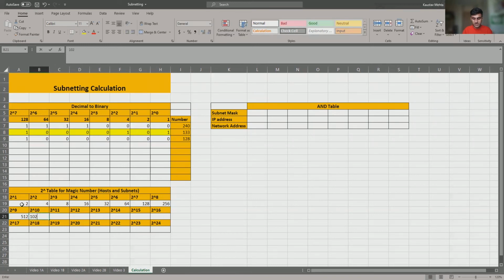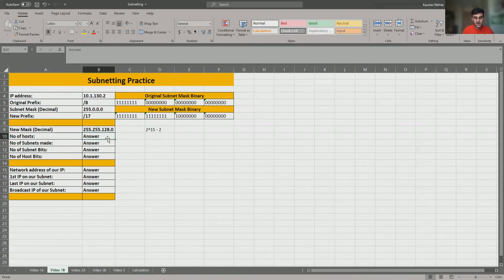512, 1024, 2048, 4096, 8192, and then 16384, and the last one 32768, I think. Yeah, 768. Yeah, so we don't need to fill anything after this. This will be sufficient for our calculations. So if you go back here, 2 to the power 15 is 32,768 minus 2, which will be 32,766.